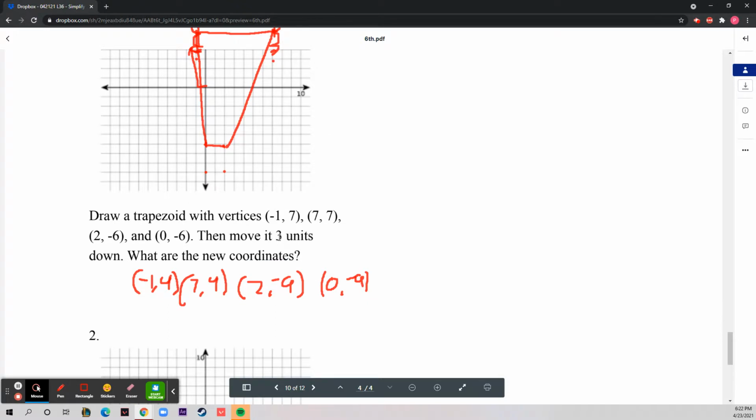It says to move it 3 units, so you know it's 3 units. Down means it's along the y coordinates, because it's vertical, and down means negative. Okay, so you subtract 3 from all the y coordinates.